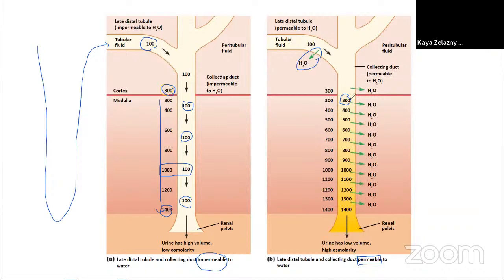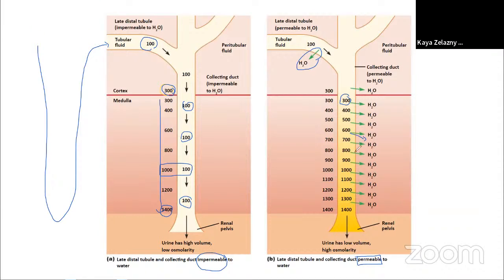And as we continue through the collecting duct, it is going through the medulla as it goes to the minor and major calyces, the renal pelvis, ultimately the ureter, the bladder, and out the urethra. So we can see here that it's increasing, but we also have increasing osmolarity of the surrounding medulla.